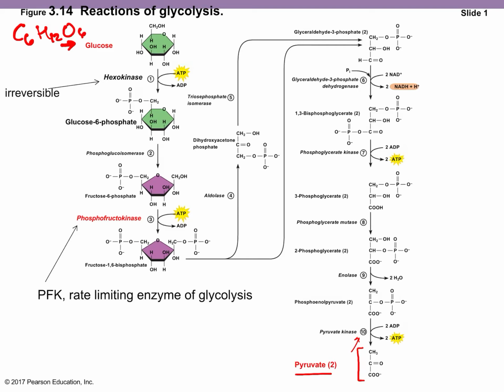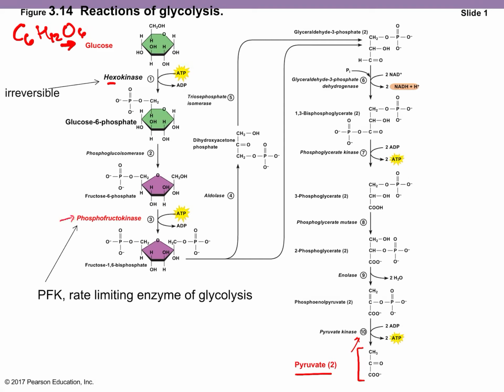I just want to point out a couple of things here that will come back later on. The very first step of glycolysis is irreversible. This enzyme, hexokinase, can take glucose and convert it to glucose 6-phosphate, but cannot do the opposite. It can't take glucose 6-phosphate and put it back into glucose. And then we have a rate limiting step here, this phosphofructokinase enzyme. That's the enzyme that controls the rate of glycolysis.